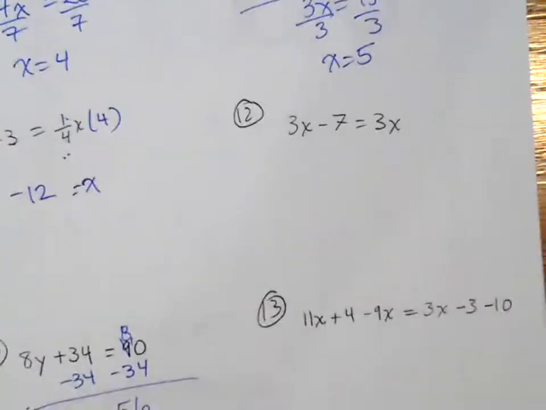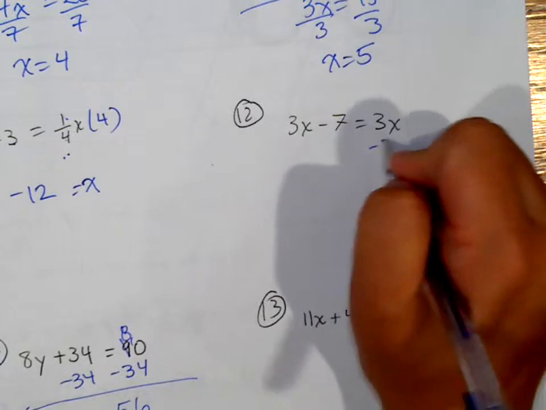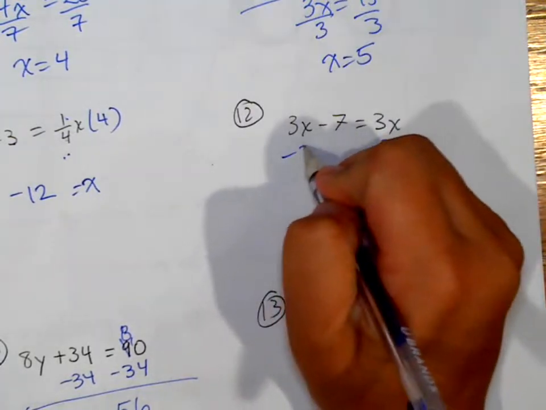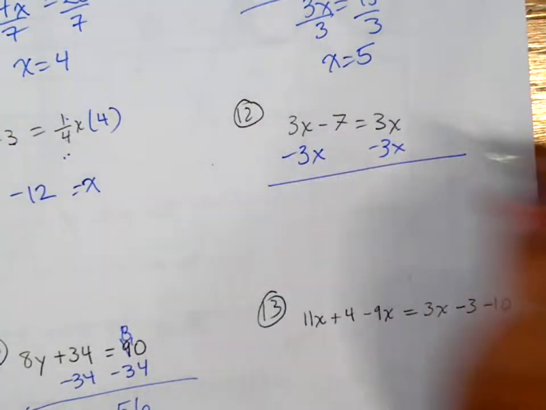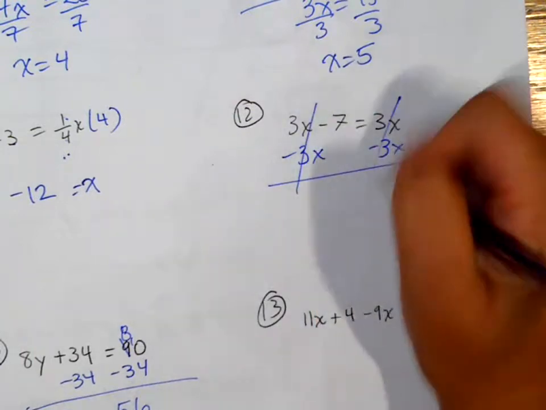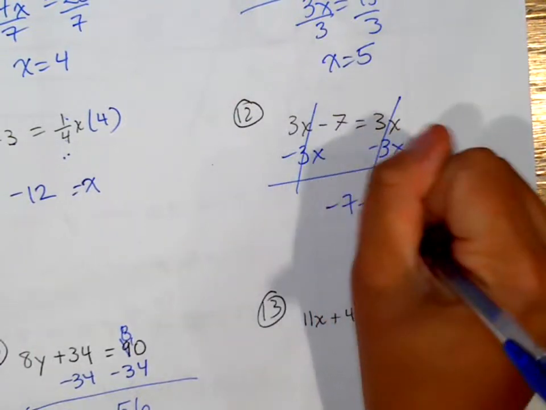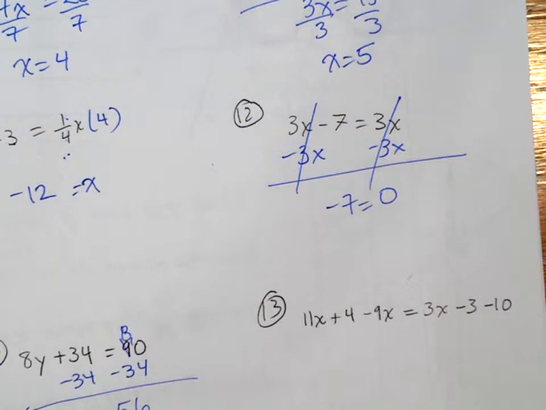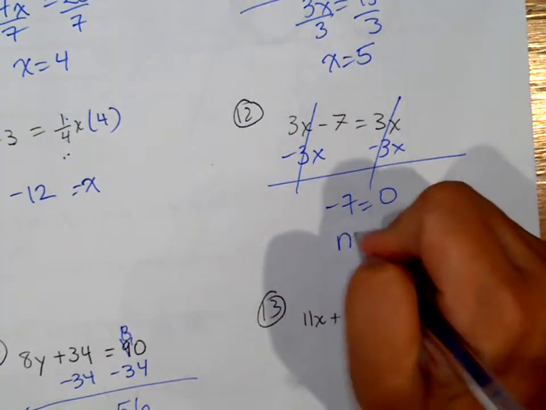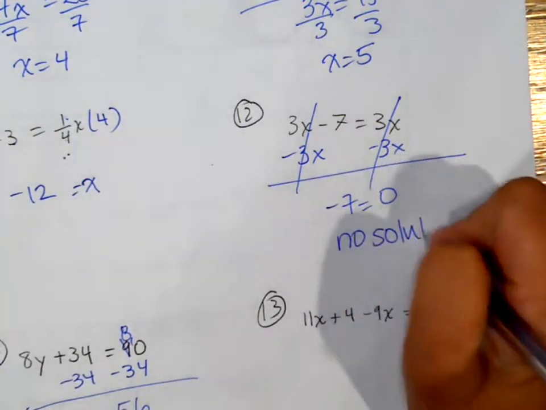All right, here's the tricky one. I'm going to subtract 3x, and I get those guys dropping out, and I get -7 equals 0. All right, -7 equals 0. That answer is called no solution.